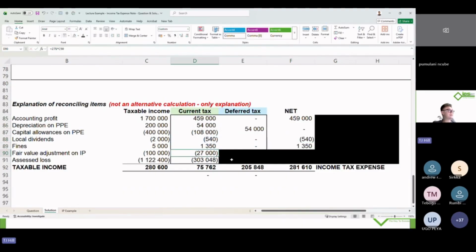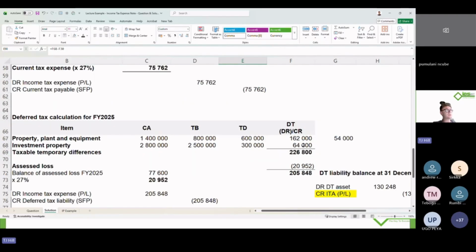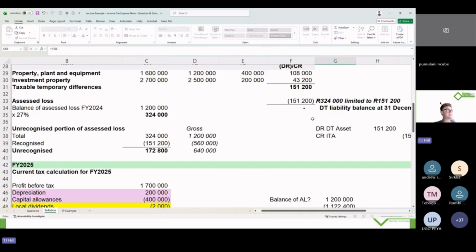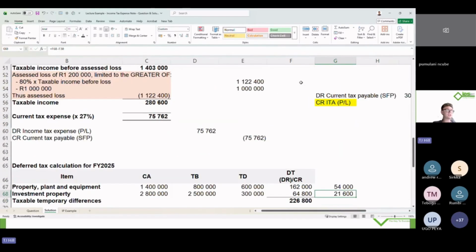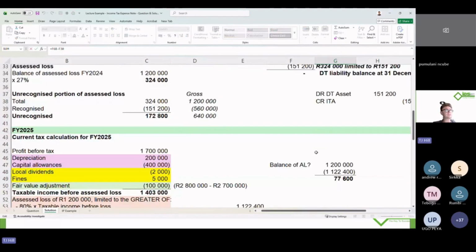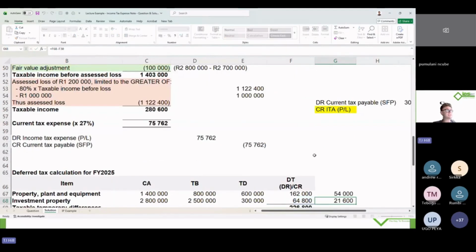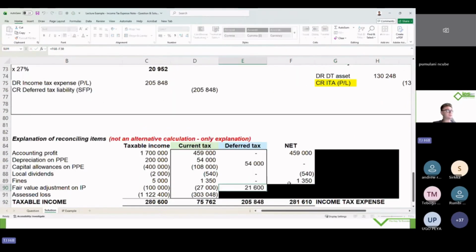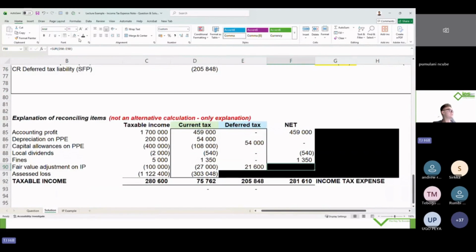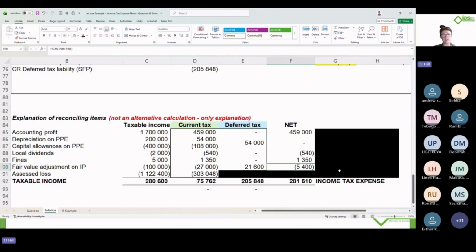Okay. On the fair value adjustment, I've already illustrated this part for you. On the current tax, I accounted for the 27%. In deferred tax, I've accounted for the movement. This year's balance minus last year's balance, which gives me 21,600. That is exactly what I showed you earlier. That's your movement, which gives you your reconciling item.